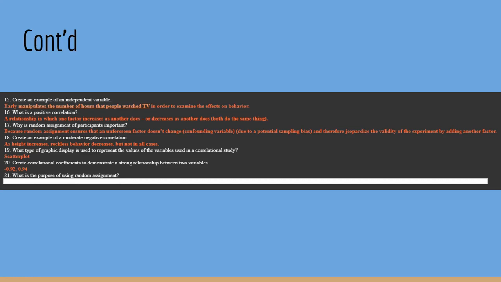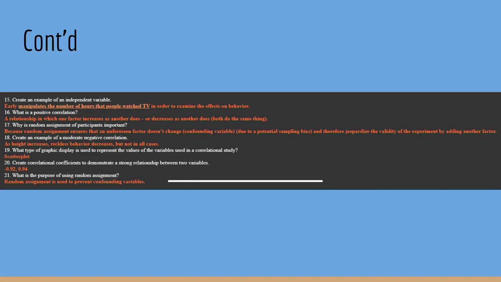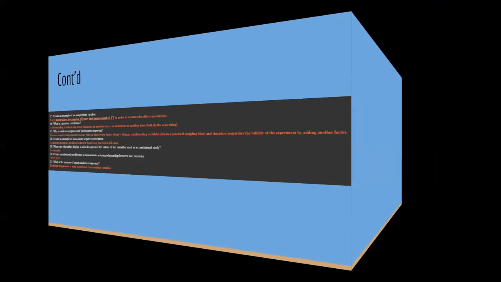What's the purpose of using random assignment? I think we already said that. I don't know why so many repeats. Random assignment is used to prevent compounding variables. And that's it.